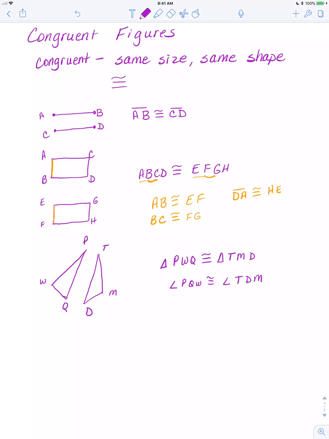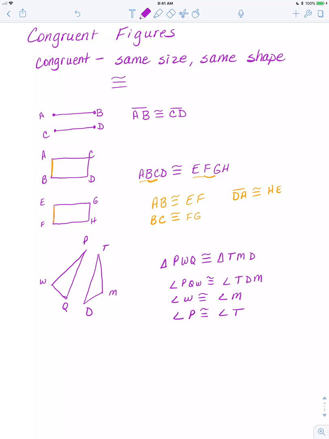And we could say then angle W is congruent to angle M. Okay, and we can just complete all of these. Angle M would be congruent to, oops, I already did that one. Sorry. Angle P then is congruent to angle T. Or we could do line segments or whatever.